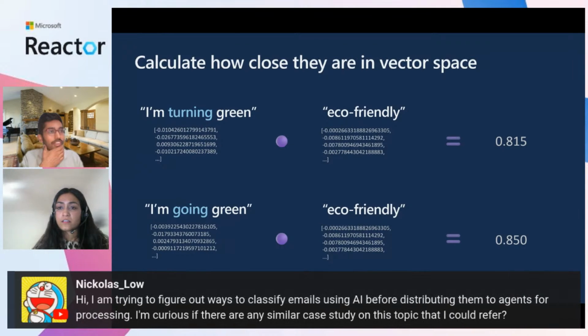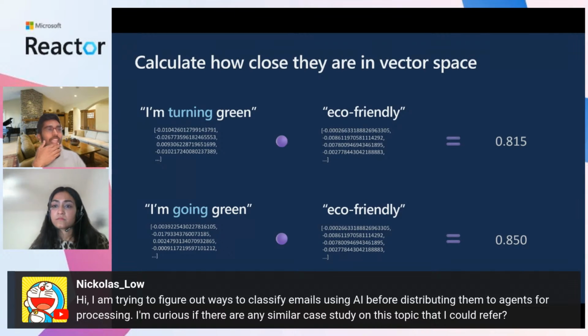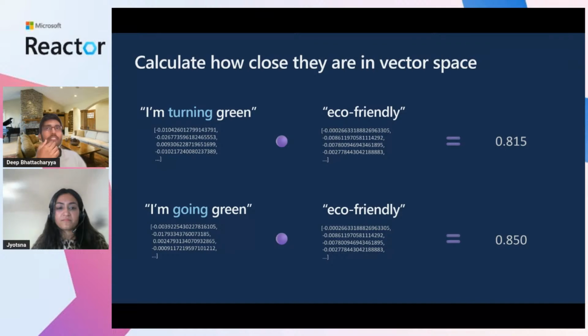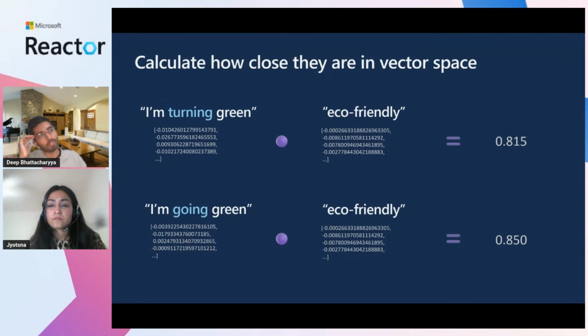Hi, I'm trying to figure out ways to classify emails using AI before distributing them to agents for processing. I'm curious if there's any similar case study on this topic that I could refer. That's an interesting one. We actually have some summarization models as part of our AI suite. So you might not even need to use OpenAI, but if you do, it'll be a better model. So you'll get better results.